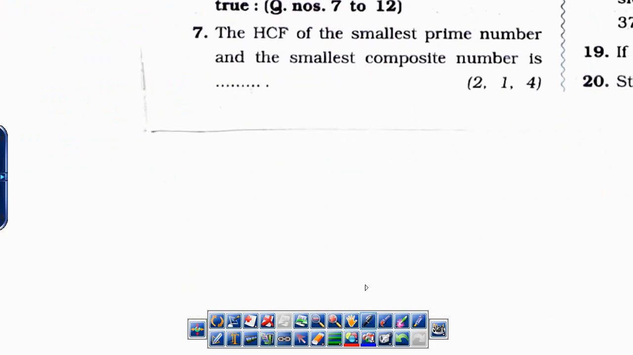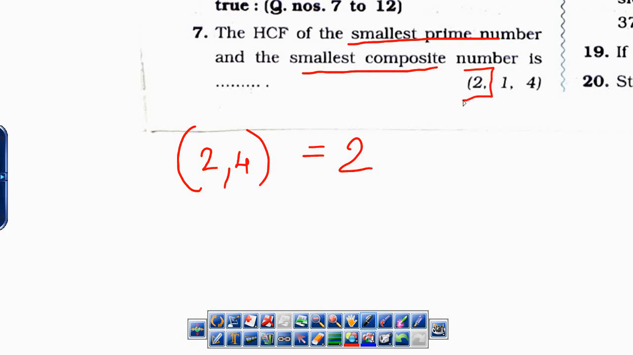HCF, highest common factor of the smallest prime number and the smallest composite number. General knowledge: the smallest prime number is 2 and the smallest composite number is 4, so the highest common factor of 2 and 4 is 2. Answer.